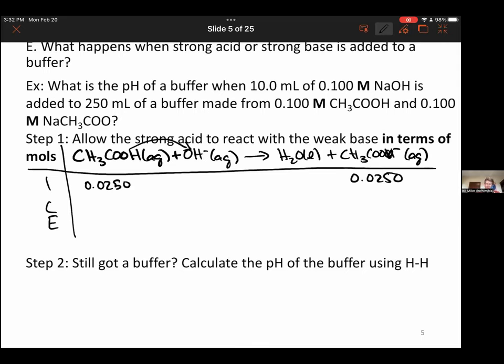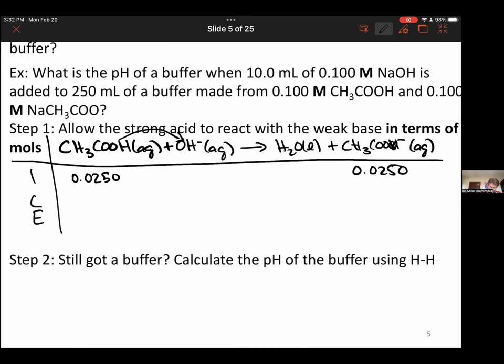And now we calculate for 10 milliliters, which is 0.010 liters times 0.1 molarity. We get 0.001 moles of hydroxide, so of sodium hydroxide or hydroxide. Now, this is a mole ice table for a reaction that goes to completion. Its Kc value is very large.